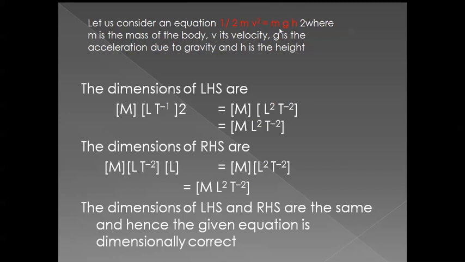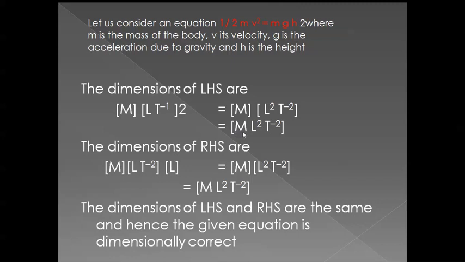So the dimensional formula of mass is M, the dimensional formula of acceleration is L t power minus 2, and height is measured in length, in meters. Therefore the dimensional formula is again L. So L into L, L square t power minus 2. So M into L power 2 t power minus 2.